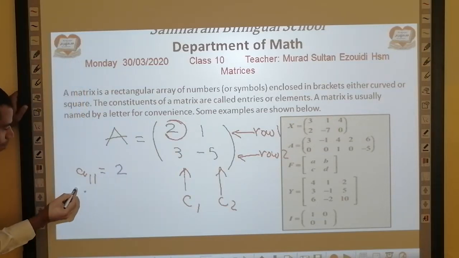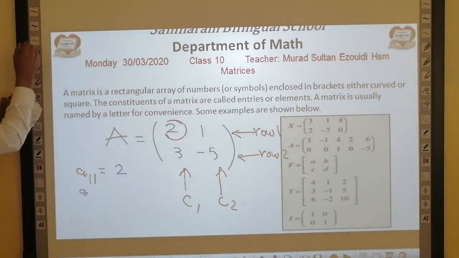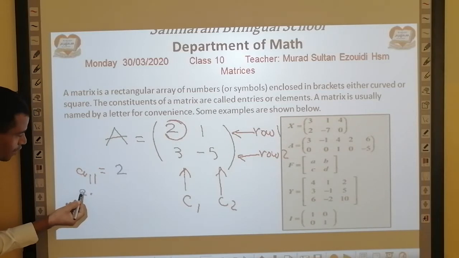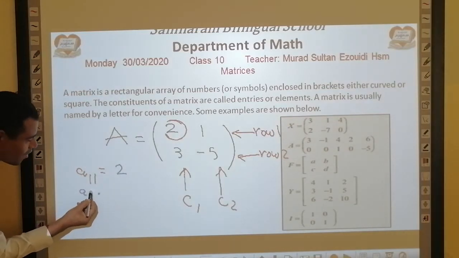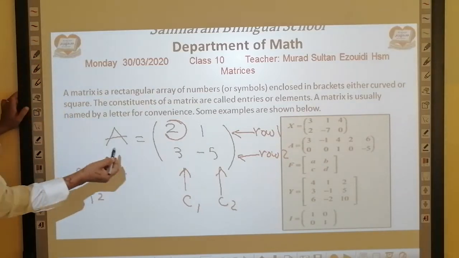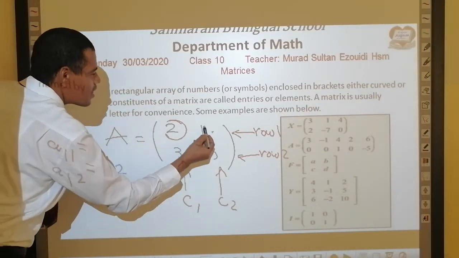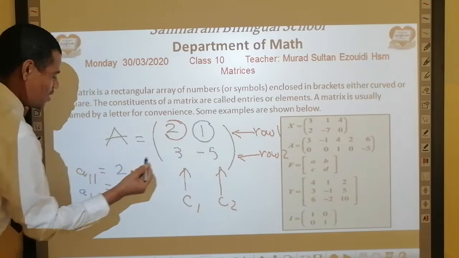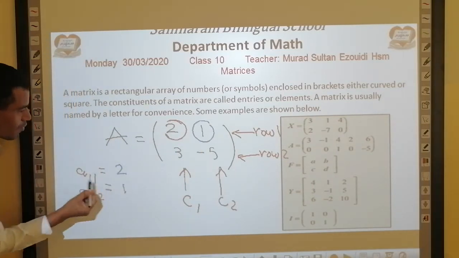Then I will move to the value of the first row, second column. What is the value of the first row, second column? This one, it is equal to 1.